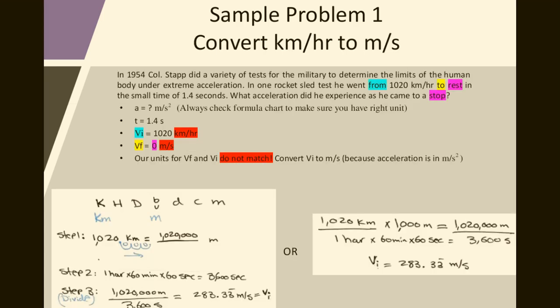As you may have noticed, the units for v_f and v_i don't match, and we have to convert our initial velocity from 1,020 kilometers per hour to meters per second. I've shown two different methods in which you can convert kilometers per hour into meters per second. Either way works just fine.